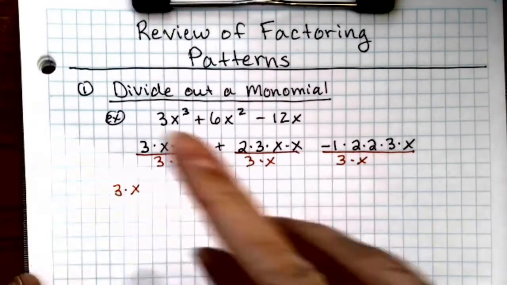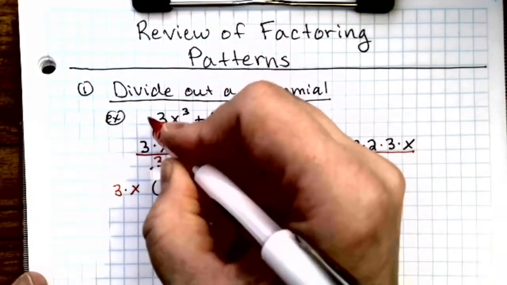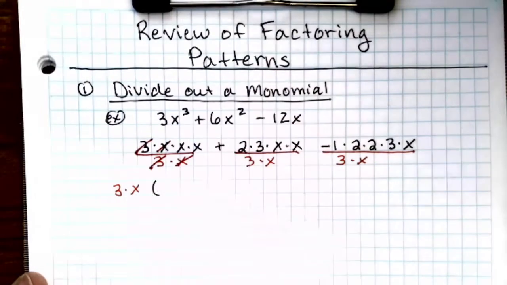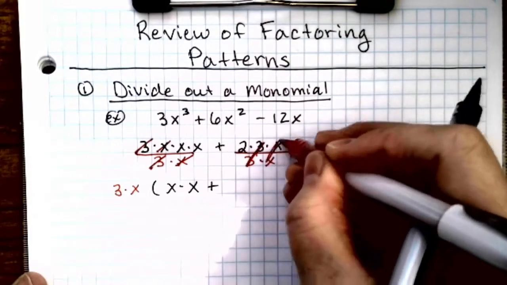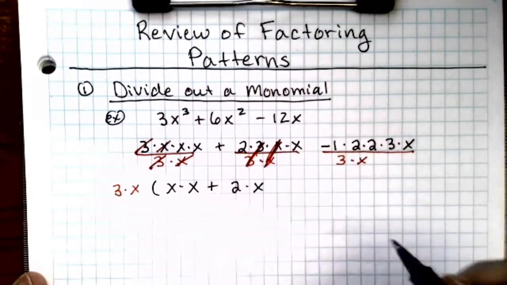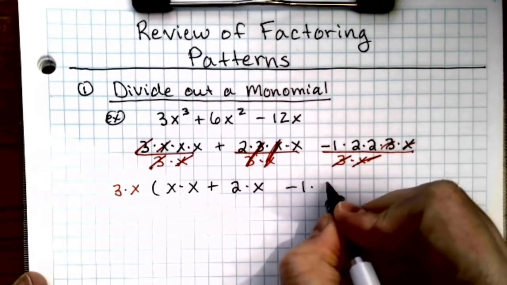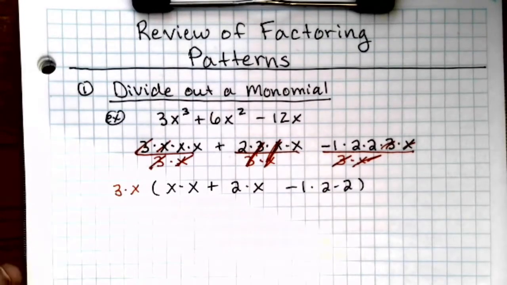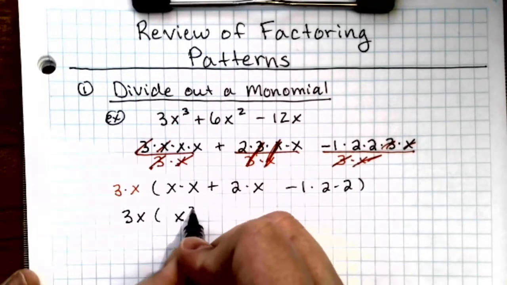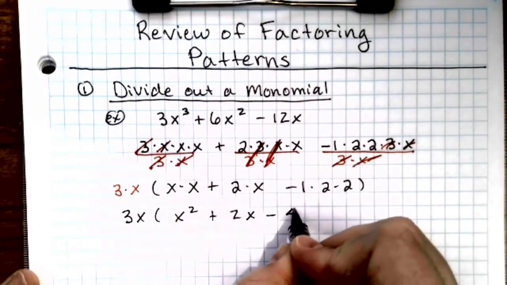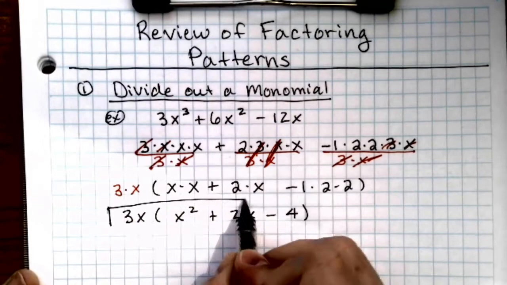The 3 and the x go through the front of the parentheses, and now we divide out our factors. So 3's divide out, x's divide out, and you're left with x times x. Plus 3 divides out, x divides out, 2 times x, and then here divide a 3, divide an x, we have a -1 times 2 times 2. So multiplying the factors back together, we get 3x times the quantity, x squared plus 2x minus 4. And this doesn't go any further than this. So this would be our answer. This is factored.